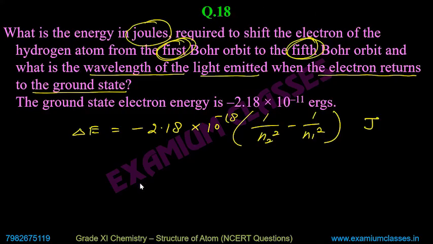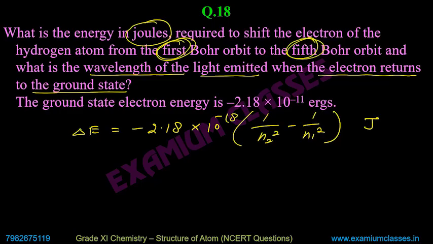Two students only raised hand. Okay, Yash and Arjun. I'll give chance to Arjun. Yes, Arjun. In this formula, if I have written it as minus 2.18 into 10 power minus 18, what is n1? What is n2? Sir, N2 is 5 and N1 is 1. Correct. Good.